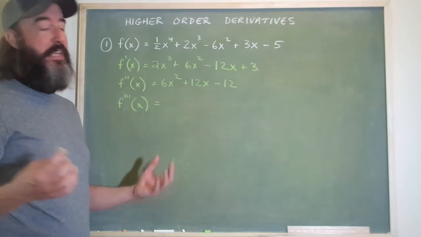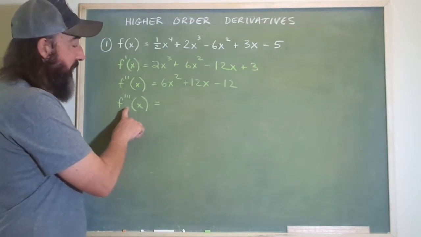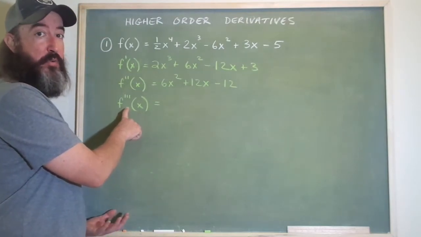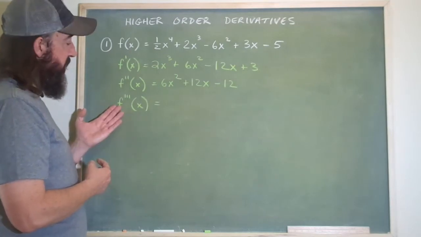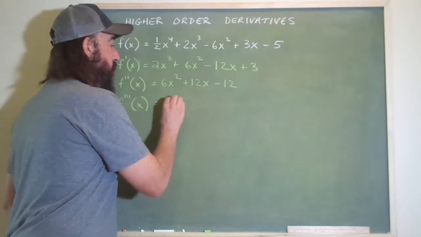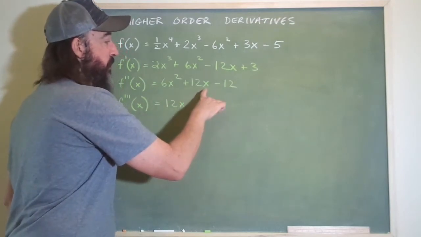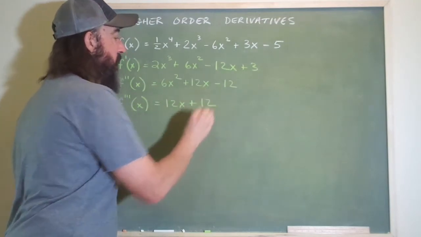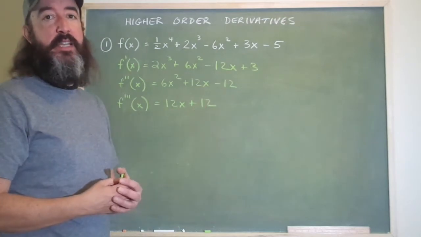Now, after today's lesson, we'll probably never encounter one of these again, but we even have something called a third derivative. And of course, the third derivative is just the derivative of the second derivative. So the derivative of 6x squared would be 12x. The derivative of positive 12x is positive 12. And the derivative of negative 12 is 0.